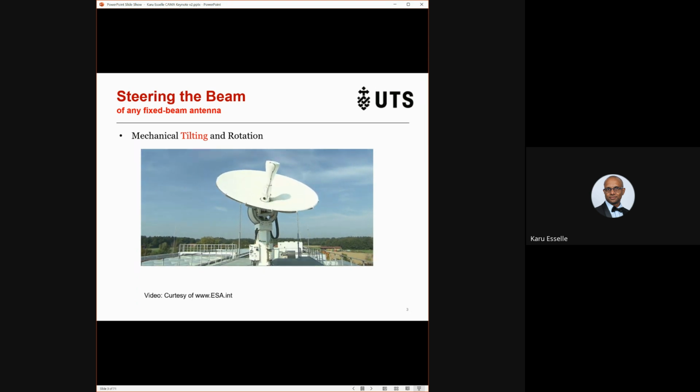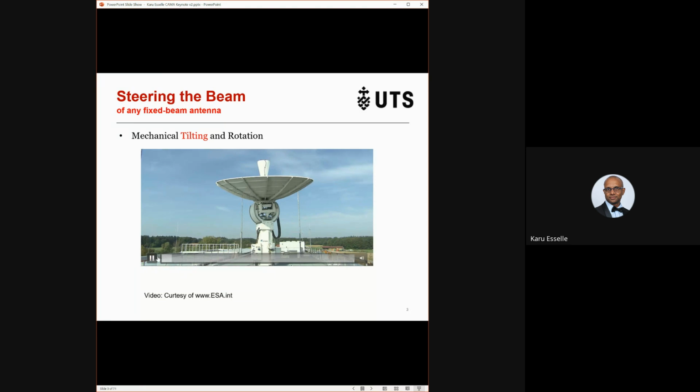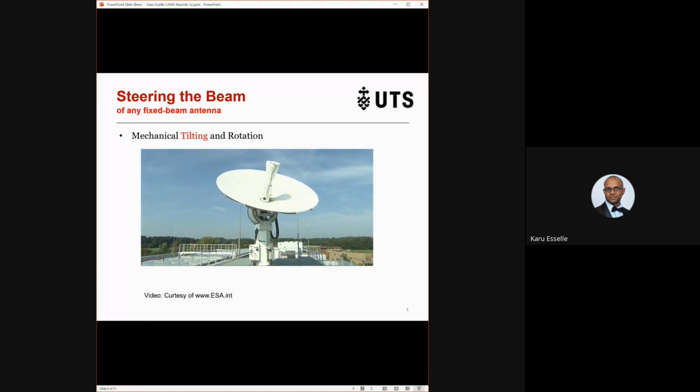Now this is not easy. You need to change the input, the feed, the structure of the antenna, make it flexible, and also for a large antenna, you need a very, very expensive mechanical tilting arrangement. If it is a small antenna, then still you need quite a bit of mechanical tilting, but it's easier than large dish antennas like this.